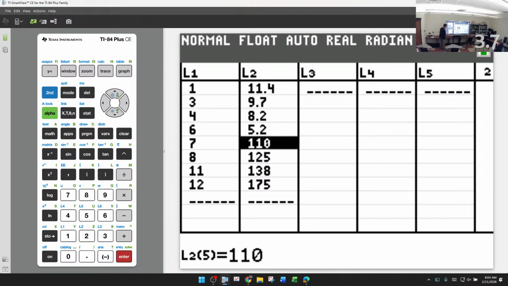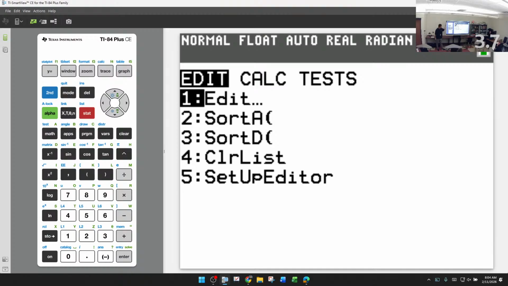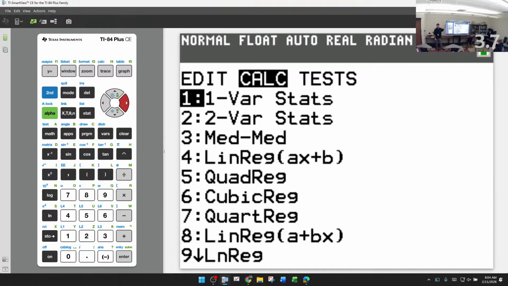I swear I'm going to break this thing. Let me see. 5, 6.2, 6.5, 11.3. Good enough? It's in there until you decide to delete it. Stat. Don't want to edit it. We already got it in there. I sure don't want to sort it because that's going to mess things up. Calc. I don't care about the variable stats.